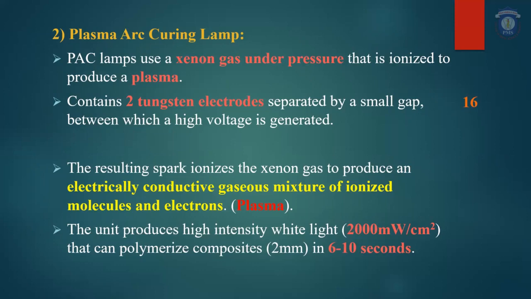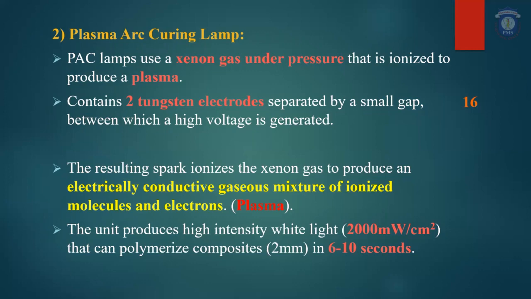Plasma arc curing lamps use xenon gas under pressure that is ionized to produce a plasma. They contain two tungsten electrodes which are separated by a small gap between which a high voltage is generated. The resulting spark will ionize the xenon gas to produce an electrically conductive gaseous mixture of ionized molecules and electrons, which is basically known as plasma.